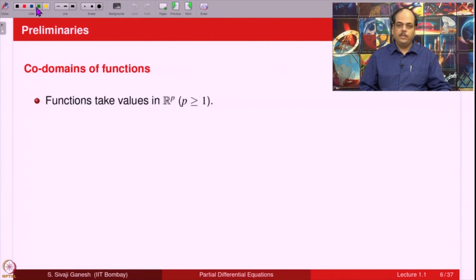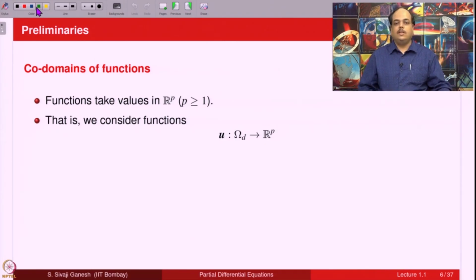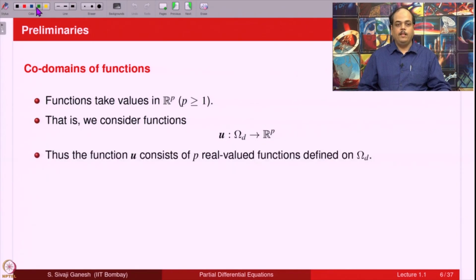Now, we have discussed the domains of functions; let us discuss the codomains of the functions that we are going to deal with. Codomain of a function means where the function takes its values. We assume that the functions take values in R^p, p greater than or equal to 1. That is, we consider functions u defined on omega_d, which is a subset of R^d, and takes values in R^p. Thus, the function u consists of p real valued functions defined on omega_d, and we use the notation u = (u1, u2, ..., up).